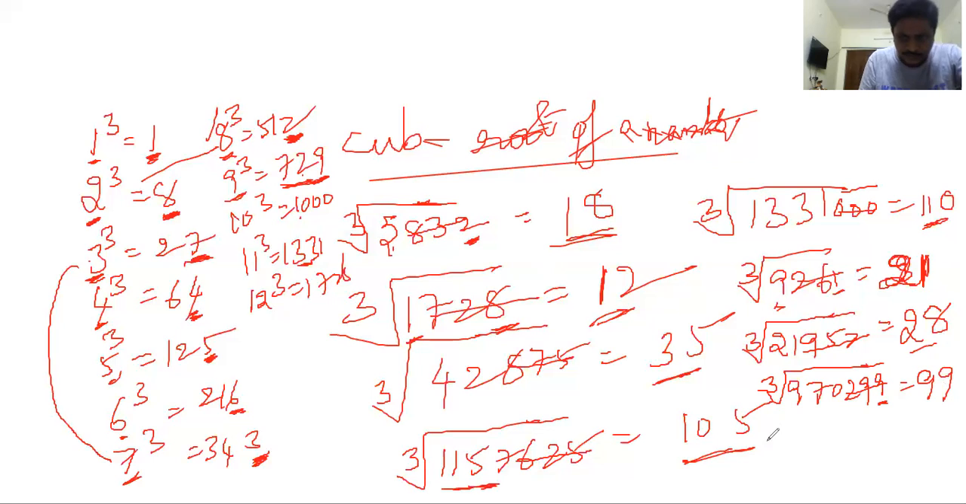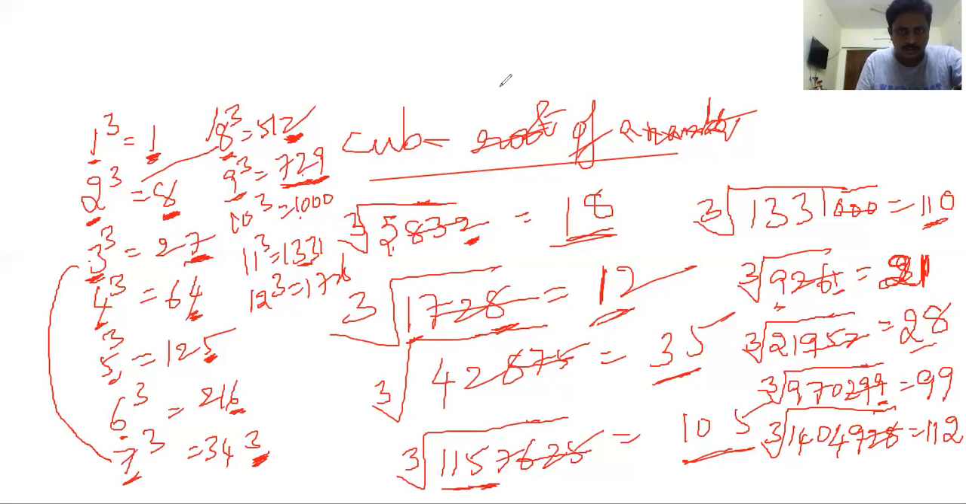Cube root of 1404928. Last digit 8 means we get 2. Remove the last three digits, leaving 1404. The nearest cube lesser than this is 1331. How much cube? 11 cube. So the cube root is 112.